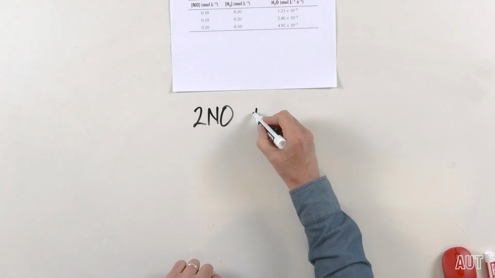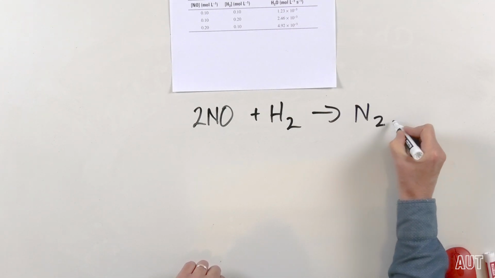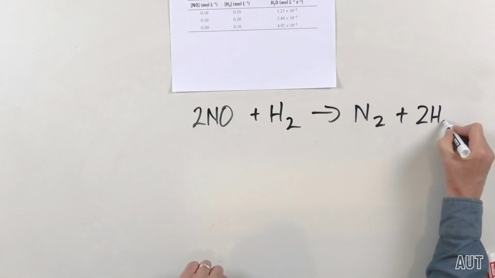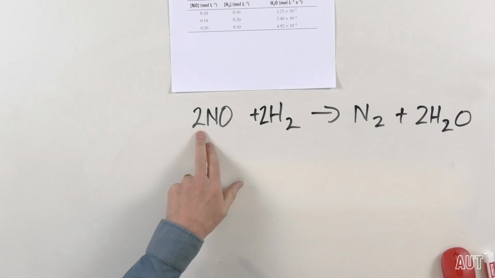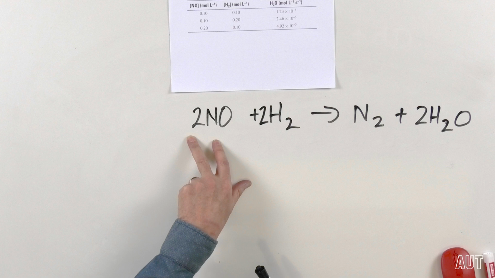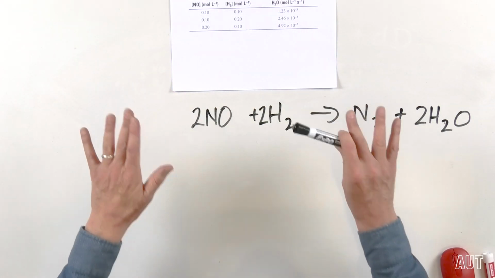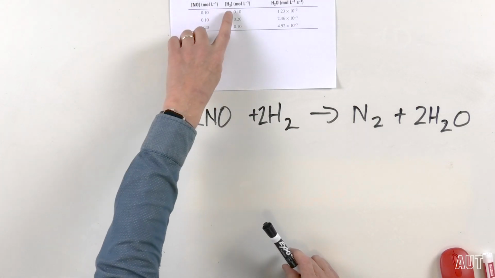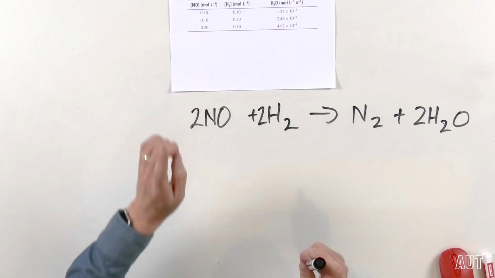So we've got 2NO plus H2 giving N2 plus 2H2O. And let's stick a 2 in there as well. Okay, so we've got our balanced chemical equation here. And what we've got now are data relating to both of the reactants, okay? So we've got NO and we've got H2. And we're going to vary the concentrations of these, but we're only going to vary the concentration of one of them at a time. We're going to keep the other one constant, okay?